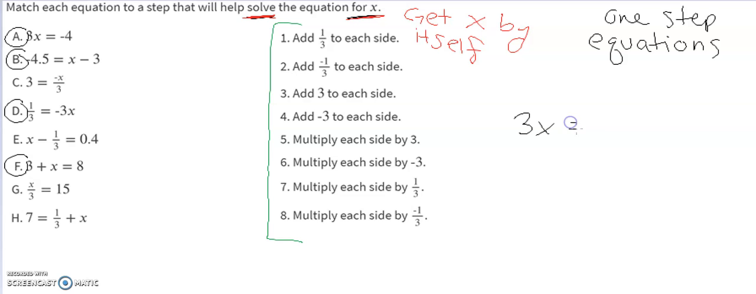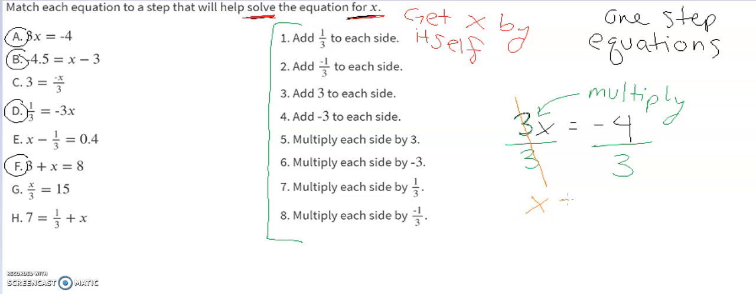A, we have 3x equals negative 4. Now, in order to get x by itself in this problem, I have to get rid of this 3. I know when there's a number right next to a variable, a letter, there is an implied multiplication. The 3 is multiplying the x. And so in order to get rid of it, I have to do the opposite of multiplying by 3. So I must divide by 3. When I do that, it cancels the 3 out on that side, leaving me with an x, and then my answer would be negative 4/3.